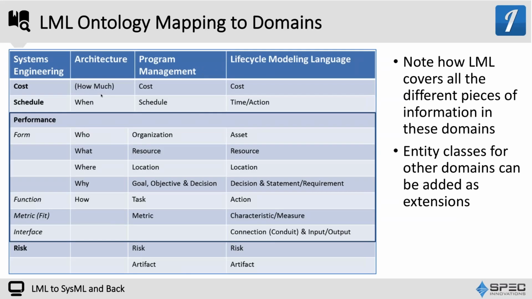Here's a mapping of the ontology to the different domains, and for those who are not used to the word ontology, it simply means the set of classes that we came up with, which is called a taxonomy, and then that whole list, and how they're related to one another. That's basically an ontology. So we have systems engineering, architecture, program management, and of course then it shows you the different parts of the Lifecycle Modeling Language.